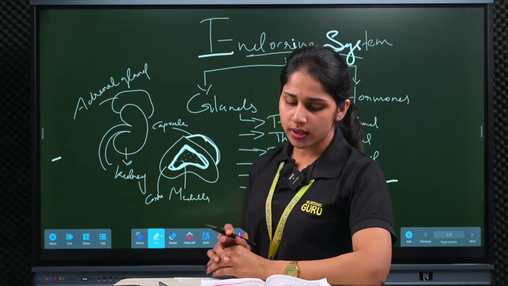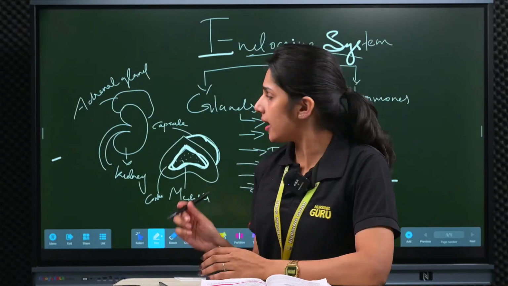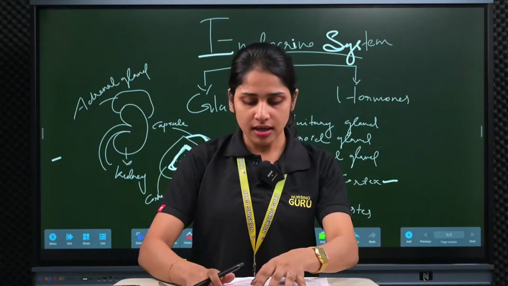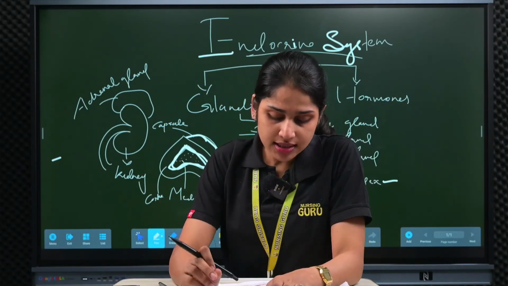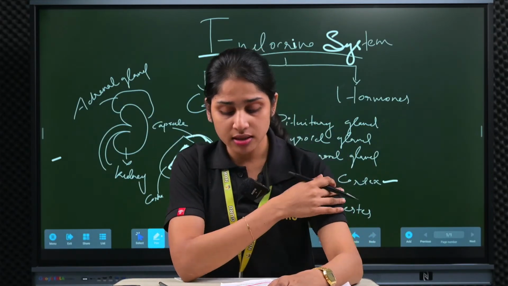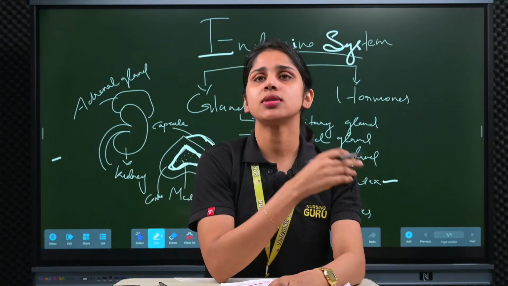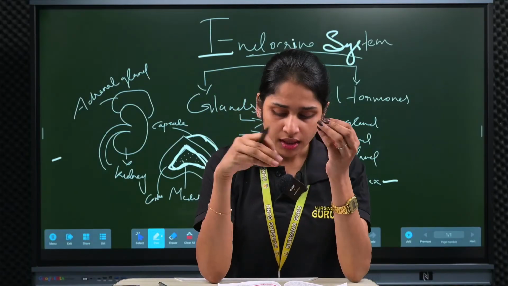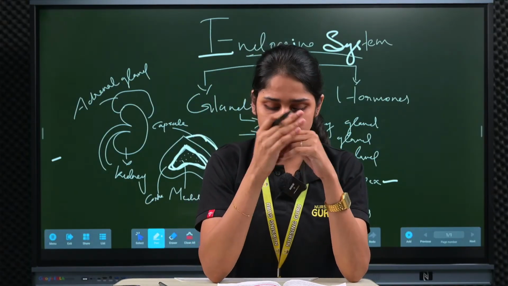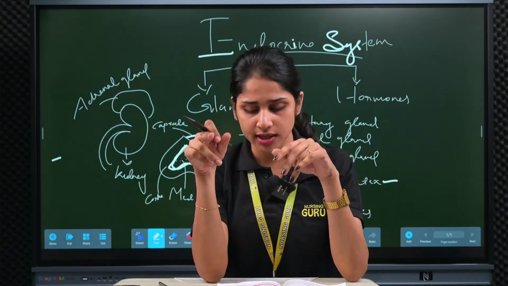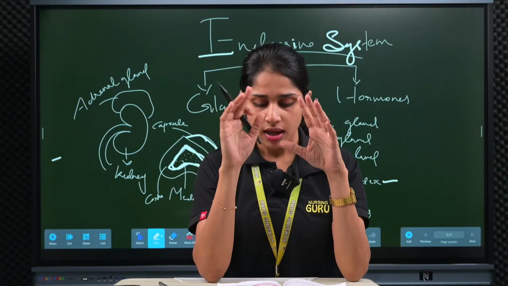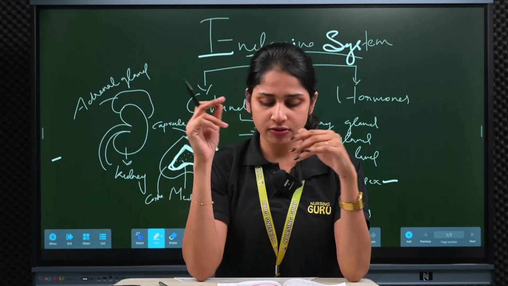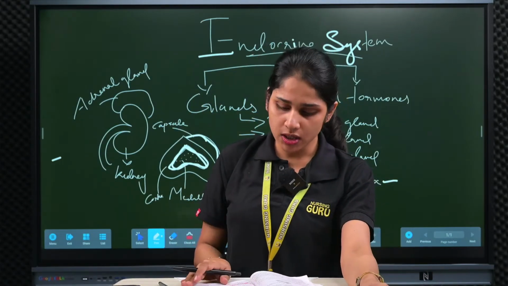Next we are moving to the next gland, that is the pancreas. What is the pancreas? The pancreas is a large gland located near the duodenum and stomach. It lies on the posterior abdominal wall, in the upper part, partially to the right and to the left of the median plane.